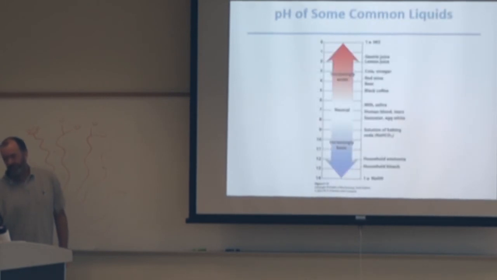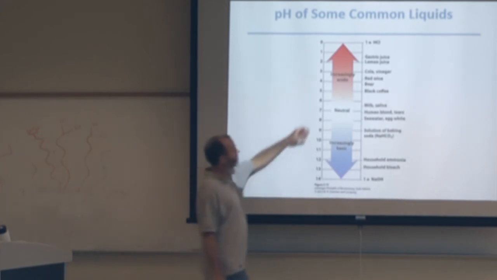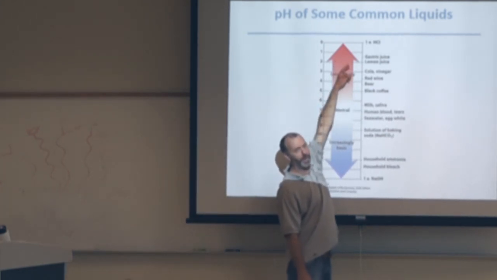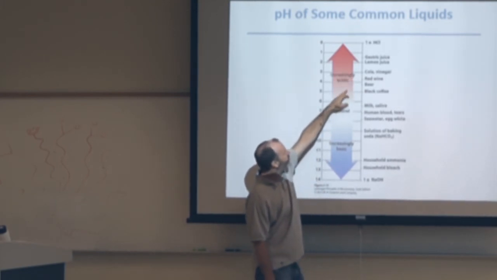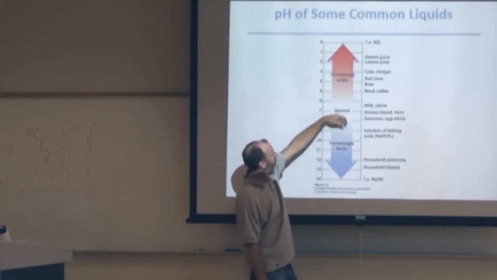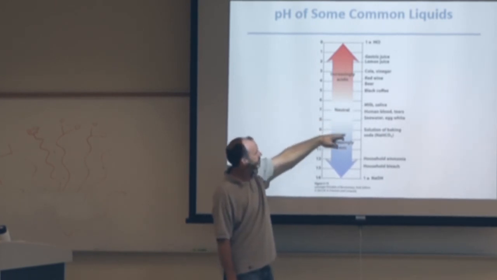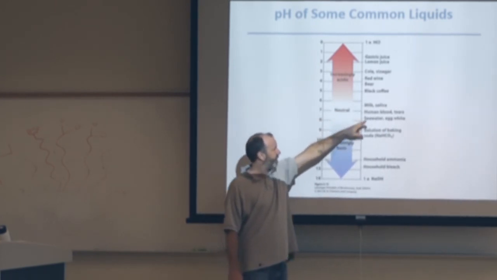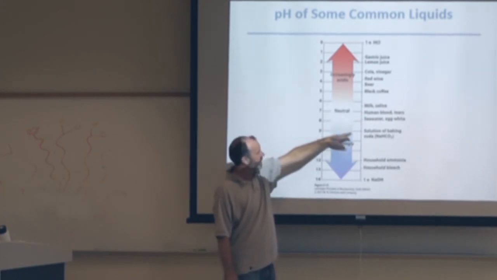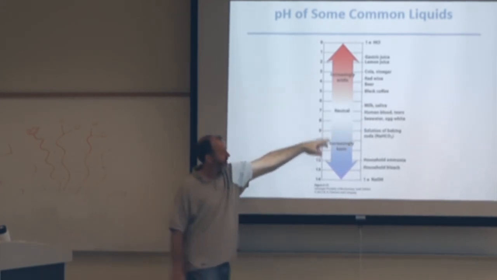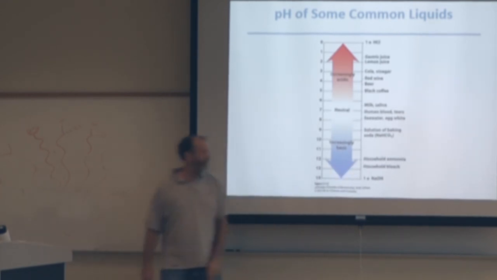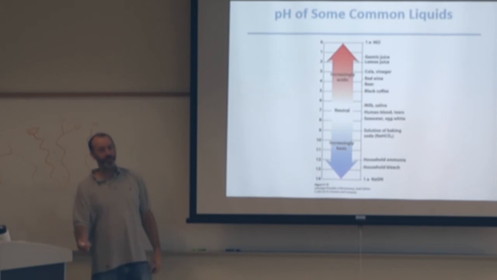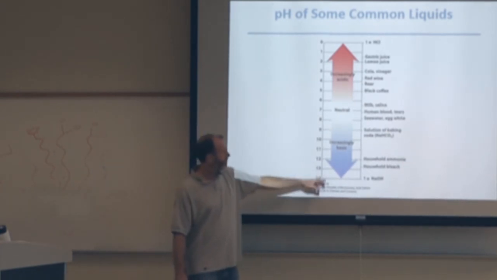This is the pH of some common liquids. So gastric juice is about pH 1 to 1.5. Lemon juice is about 2, cola and vinegar about 3 to 4, red wine, beer, and so forth, coffee 5. And then we get to the basic solutions, where seawater and egg whites are about 8 or so, baking soda about 9, and then it gets increasingly basic. Household ammonia is about 12, and bleach is closer to 13. And then 1 molar sodium hydroxide is going to be pH 14.